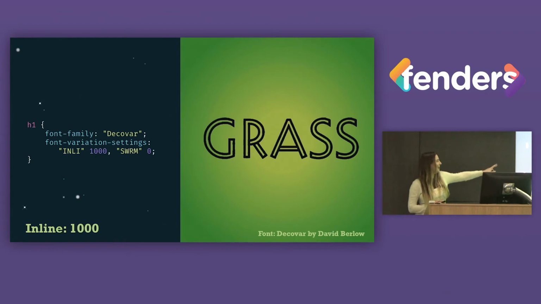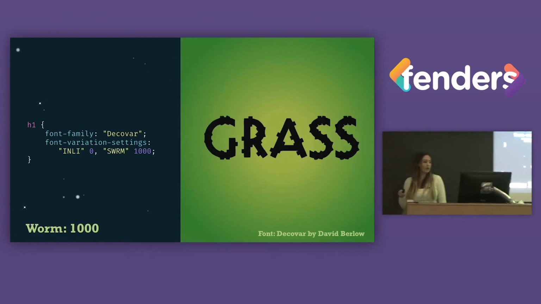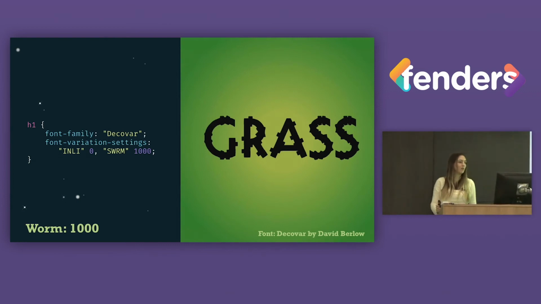Cool. I think it looks like a hedge. So that's why I like it. And then skeleton worm looks like this. I noticed that when I was playing with Decovar in the beginning, there was a bit of an interpolation error. And when you combined these two axes, they created points. It wasn't intended, but David Berlow seems okay with my demo, so he seems fine with it.